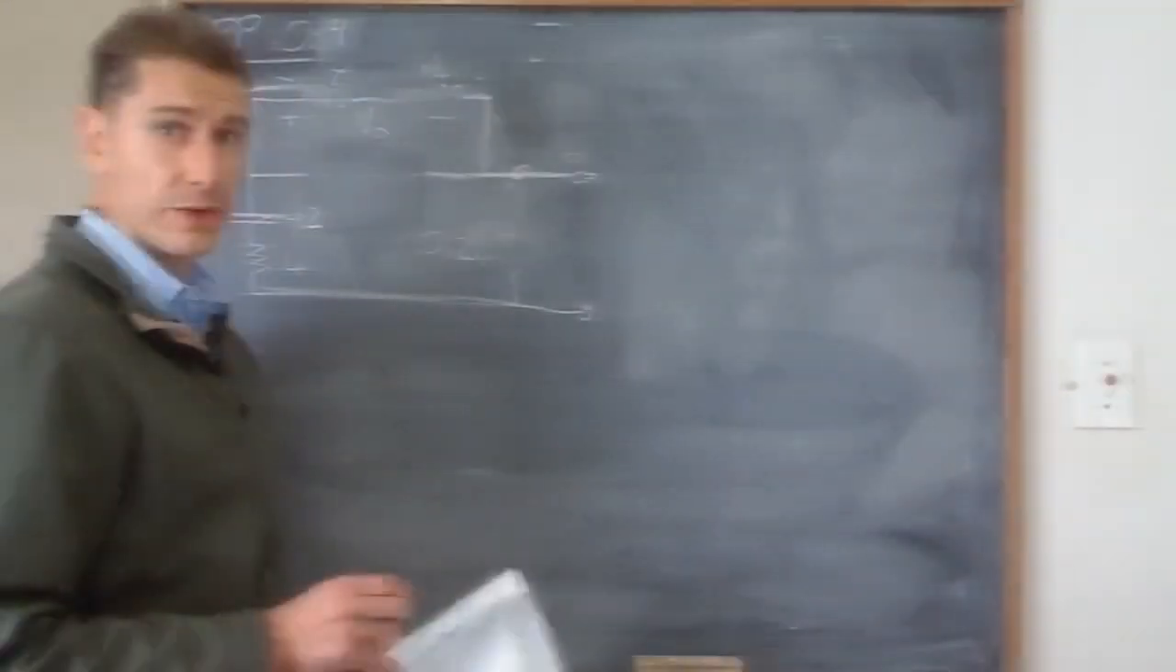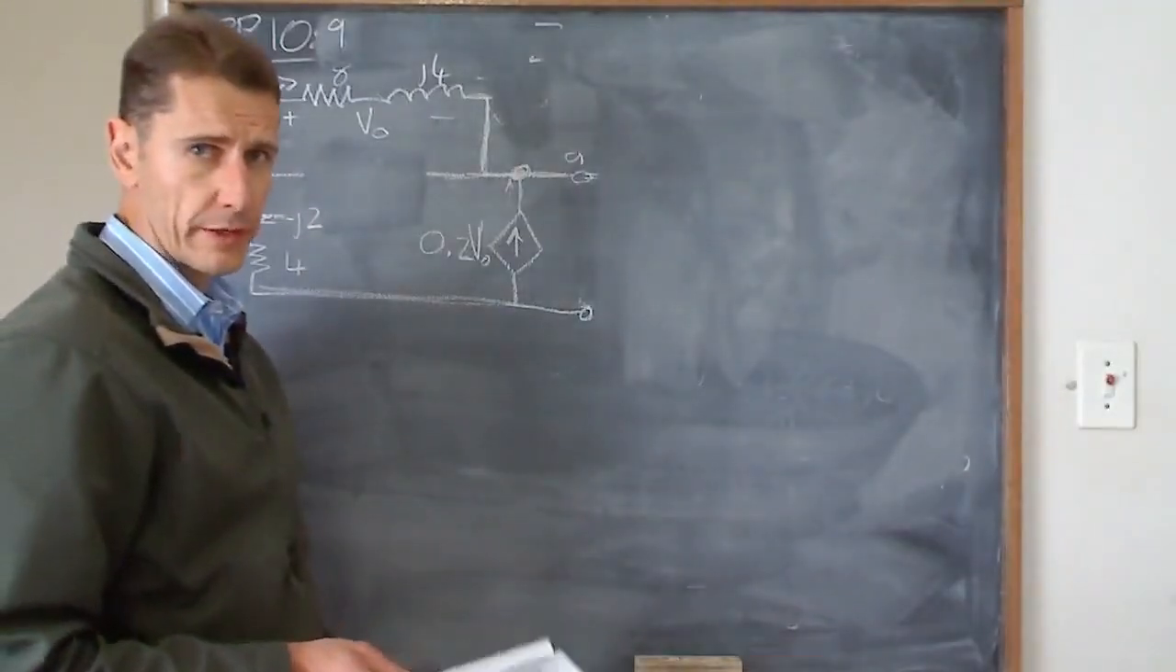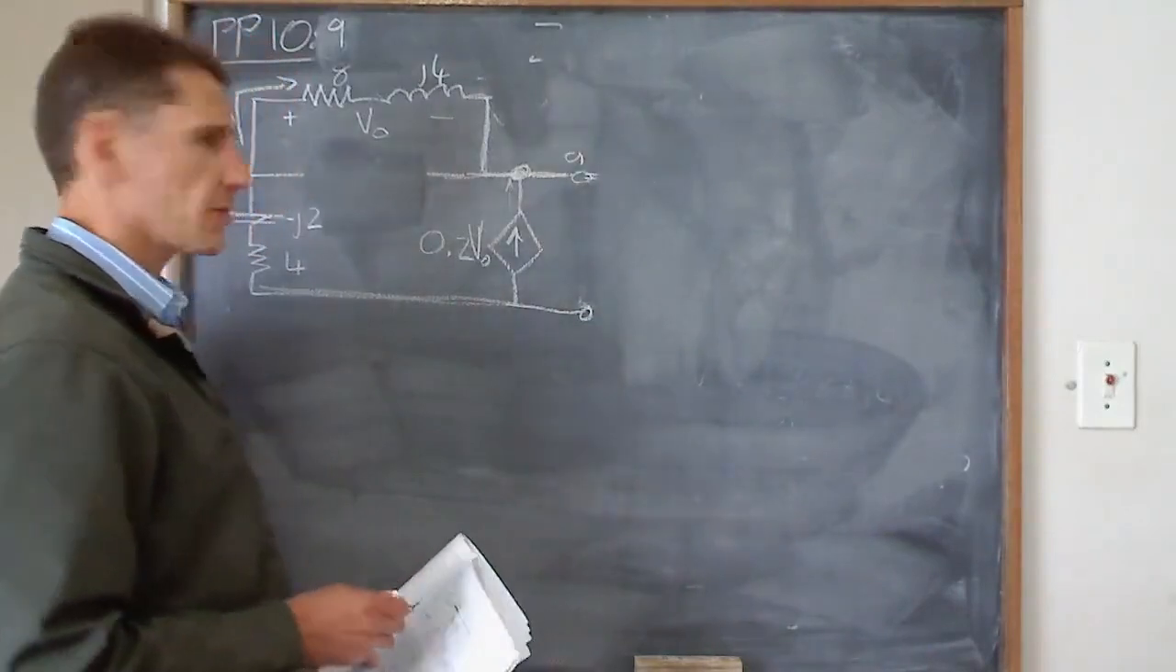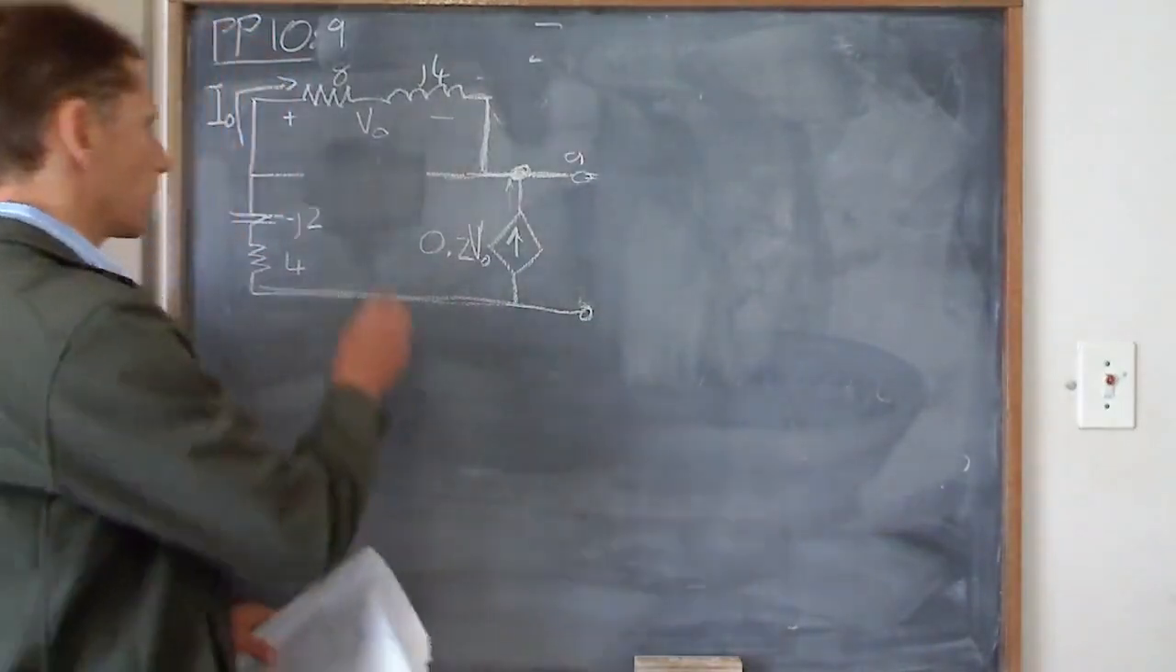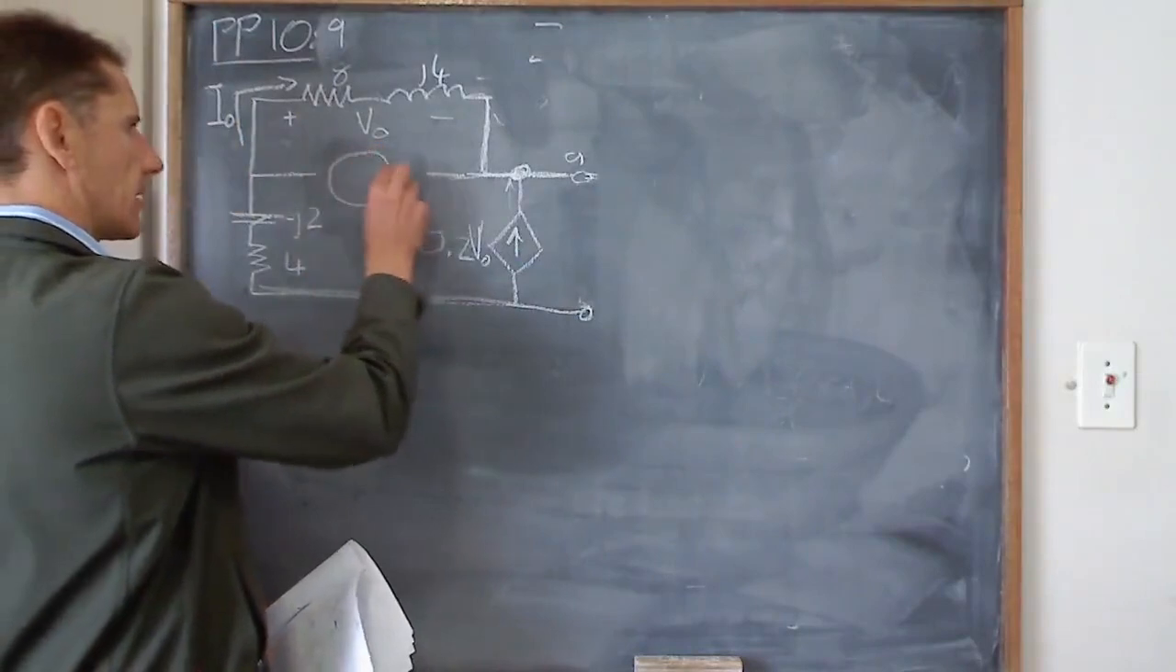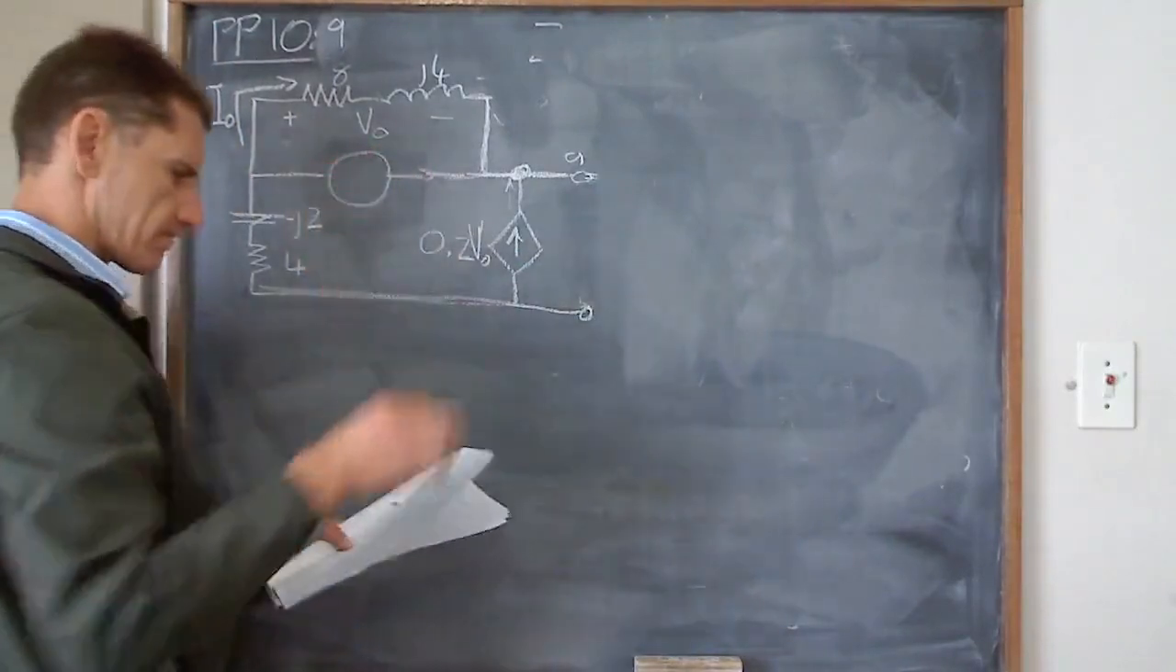Okay. We're not done with practice problem 10.9 yet. I thought we were done, but we're not, because we've only calculated Z Thevenin so far. We have not yet calculated what do they want?